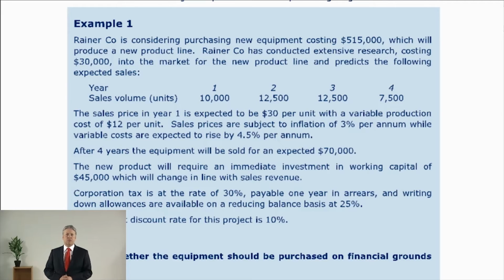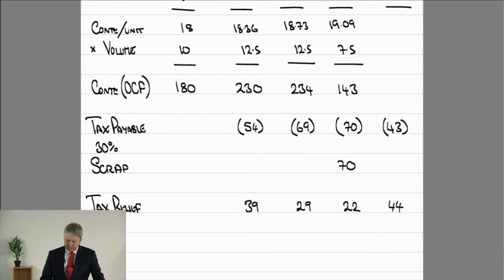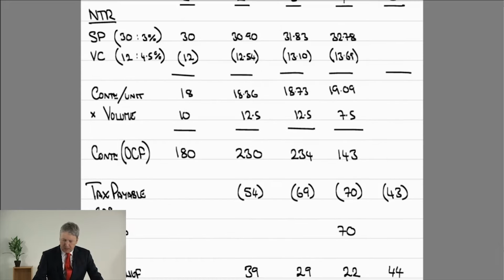I want to remind you of what we were trying to do. If you dig out your notes, this is how far we had got. When we look at these classic investment appraisal questions, there's the big five that we've got to aim for. Firstly, we've got to identify our net trading revenue or operating cash flow. And we've done that. We've got the numbers here.